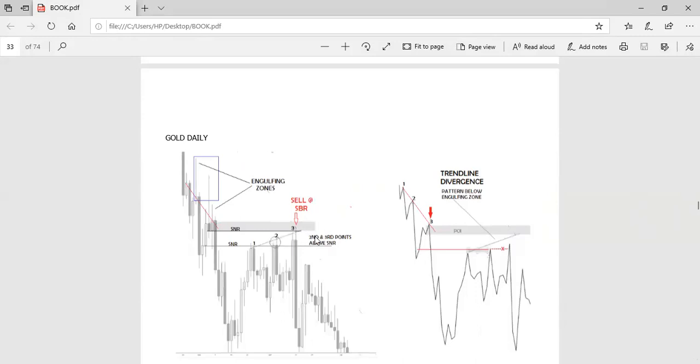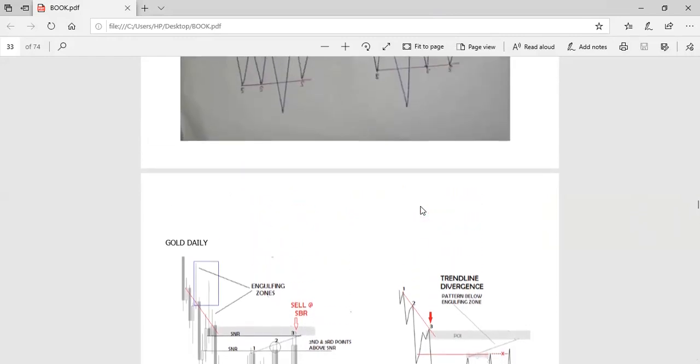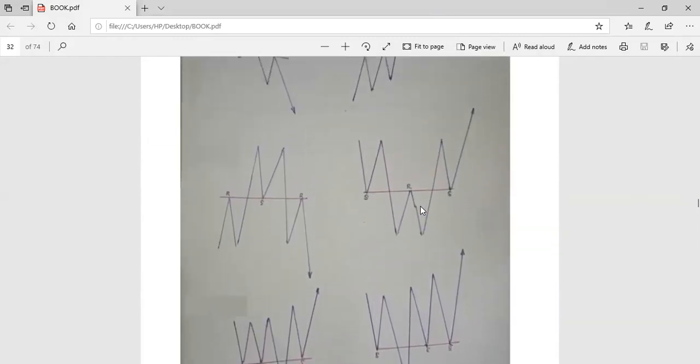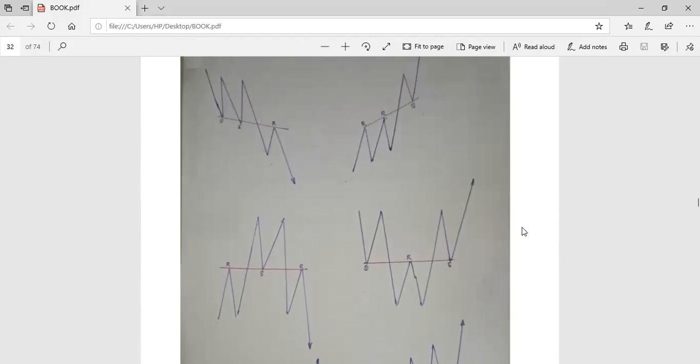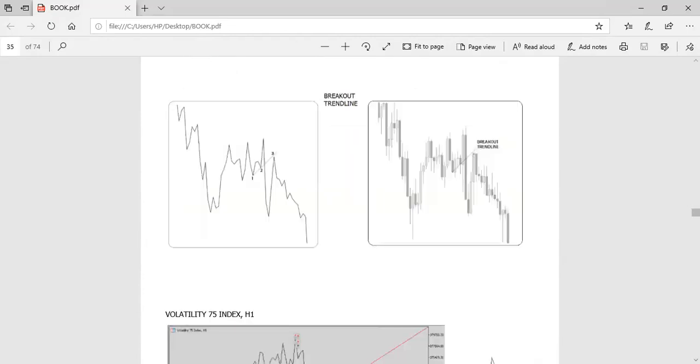The divergence, trend divergence. But this one will be going up, set around probably a straight horizontal line. So what type of trend line do we have? This is a breakout.